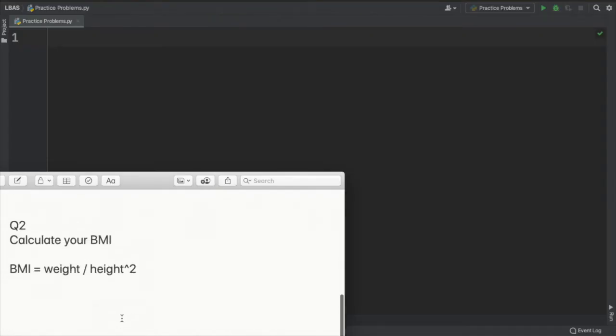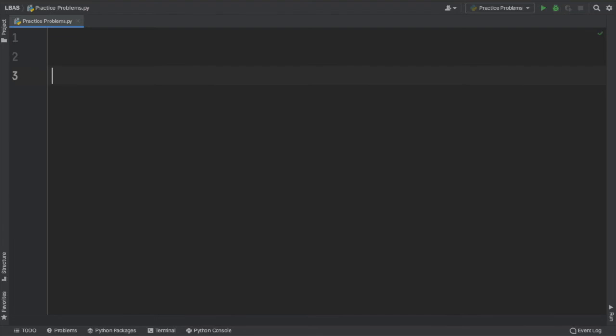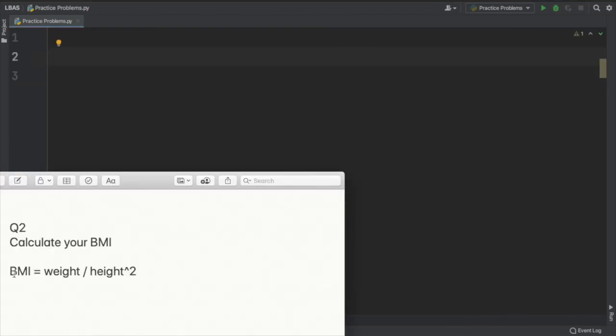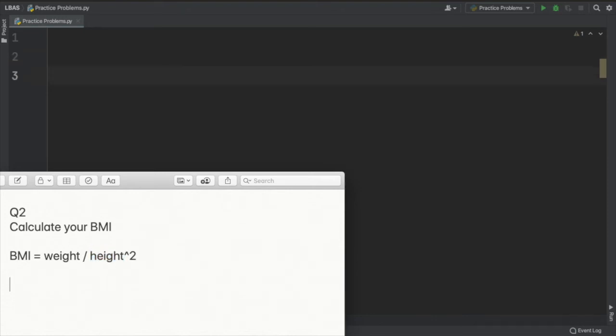Let's look at the next question. It says calculate your BMI, body mass index. All right. And the formula is right here. Your BMI is your weight in kilograms divided by your height squared. The weight has to be in kilograms, and the height has to be in meters. All right.